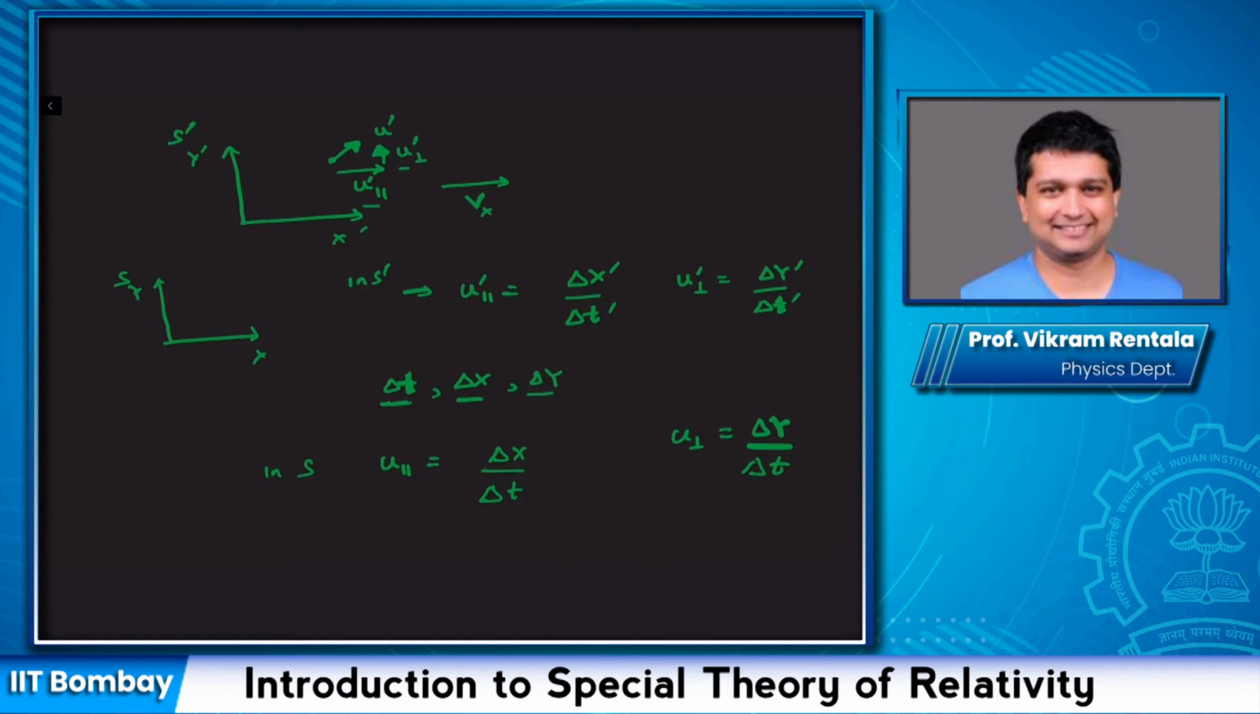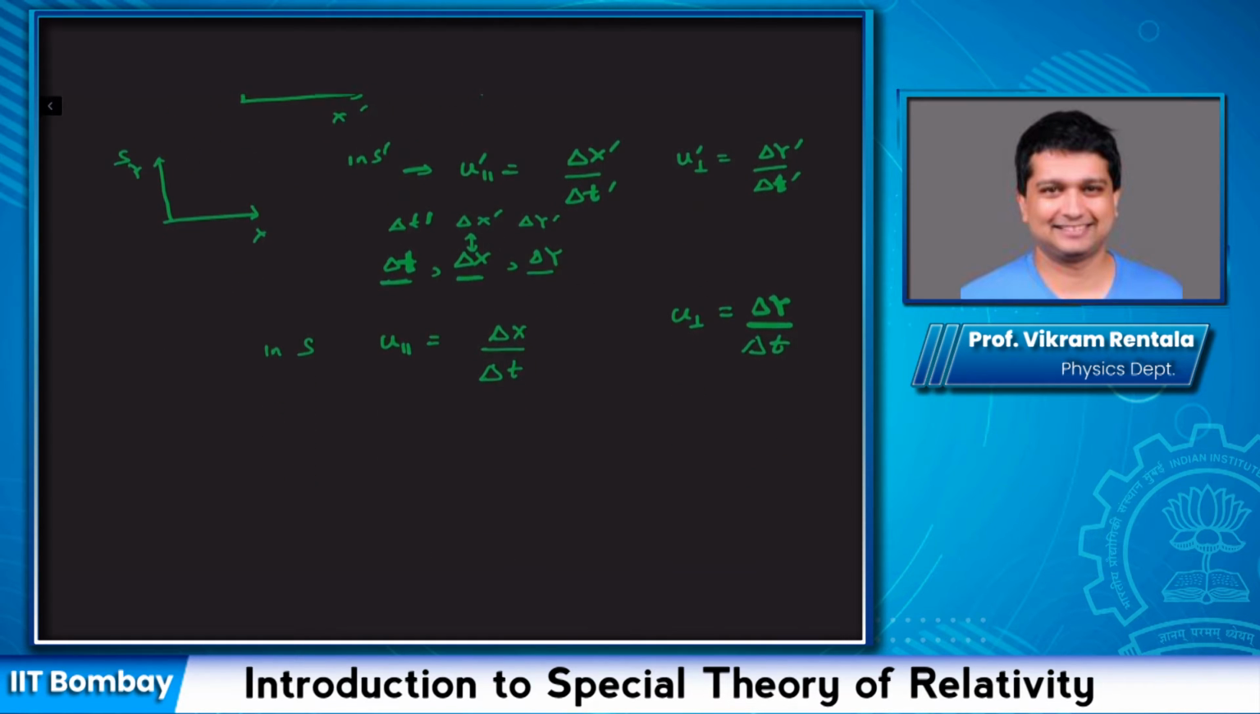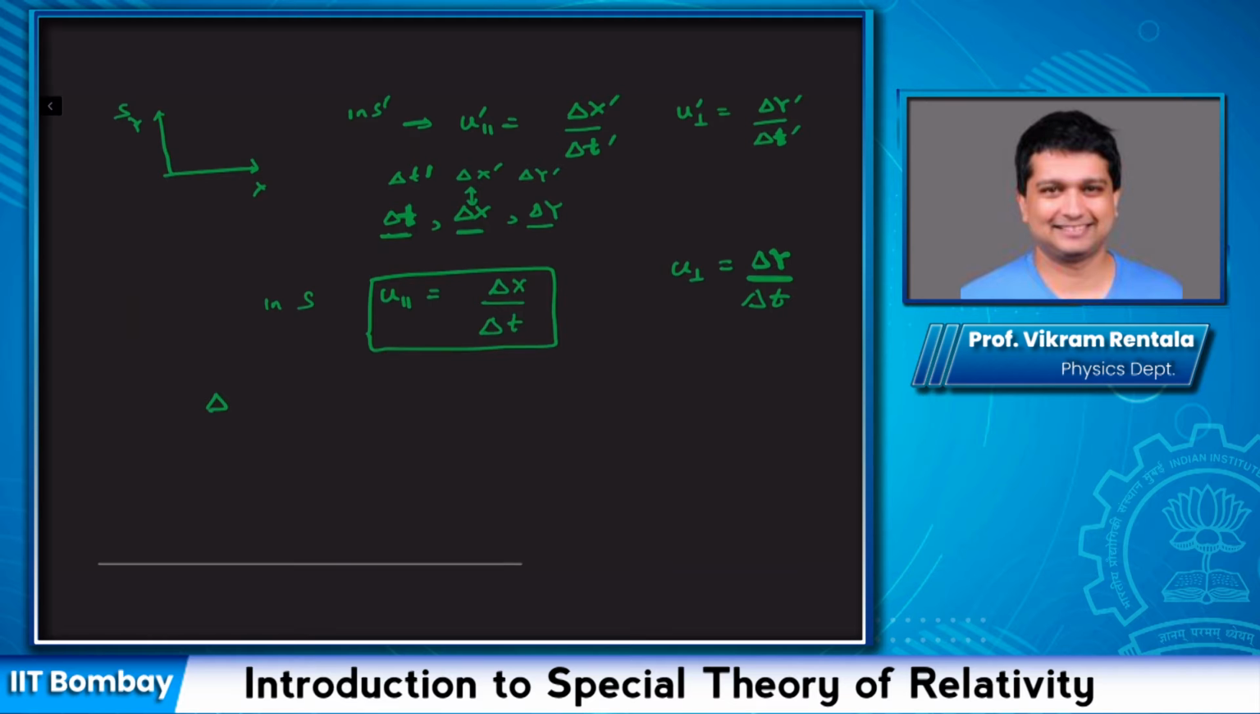So in other words, we're using our dictionary for delta t prime, delta x prime, delta y prime, mapping it to delta t, delta x, delta y, and then using it to derive the dictionary. So these are derived words in our dictionary for u parallel and u perpendicular. So let's first write down the dictionary for u parallel. And for this, we'll need to know how to translate delta t and delta x.